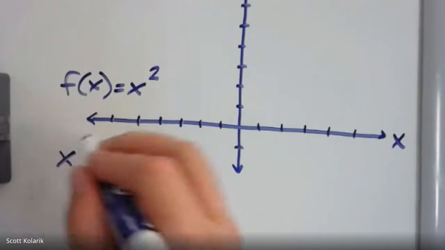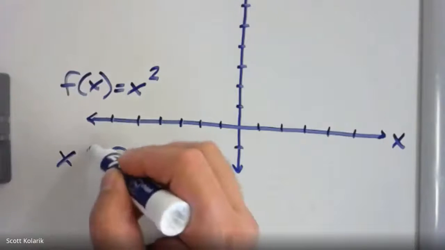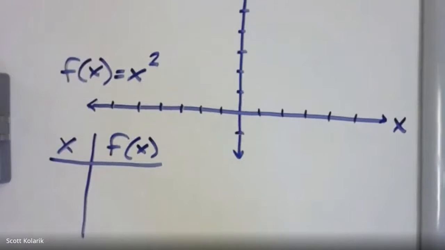All right, so an x, y, or x f(x) table right here. I'm going to plug in a few different x values. Let's just experiment with a couple. Let's try putting in a negative, like -1, and a positive. We'll plug in a few different values, a little bit of a spread here.